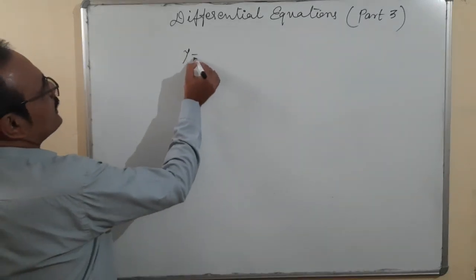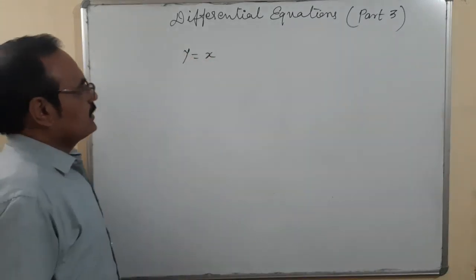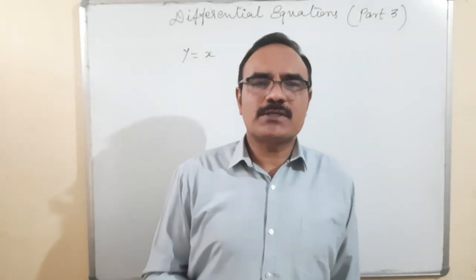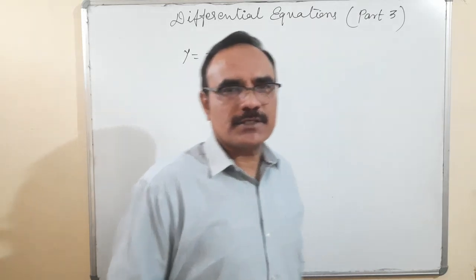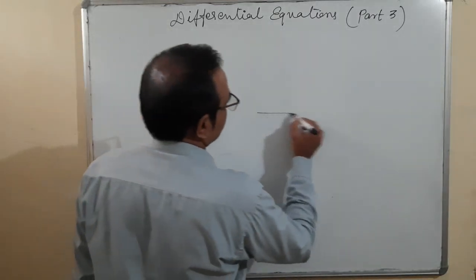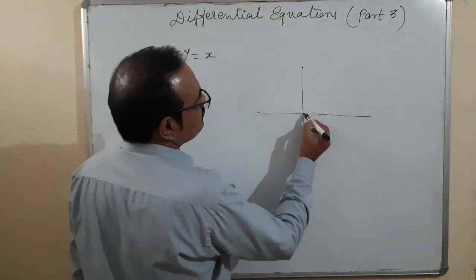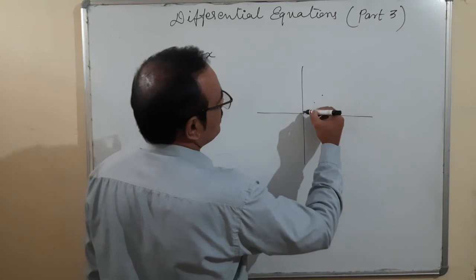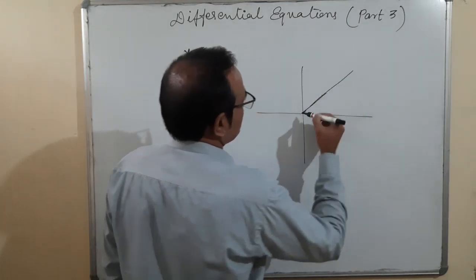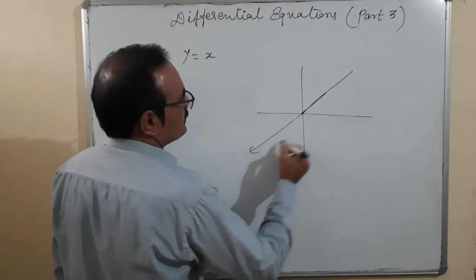y is equal to x. What is it? This is an example of the equation of a line. Which type of equation is this? This is the equation of a line which passes through the origin, isn't it? Like this, x0, y0, x1, y1, x2, y2, x3, y3. That means this is the line which is passing through like that.